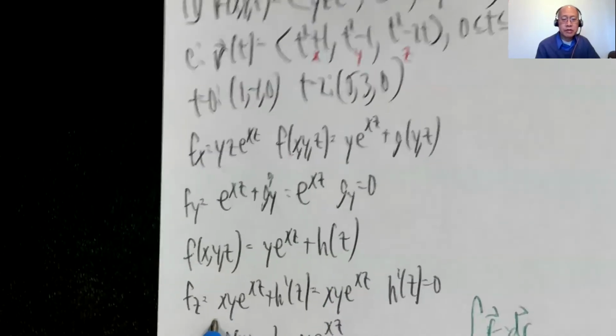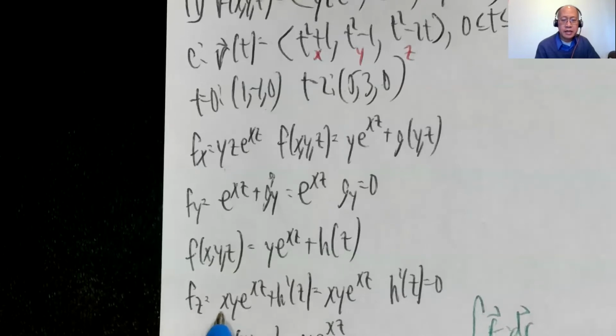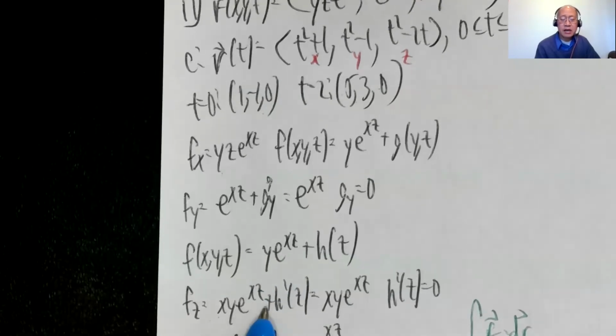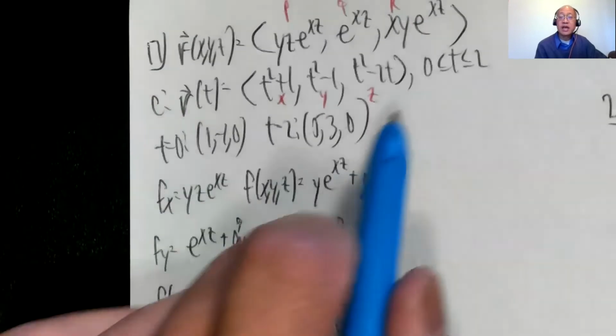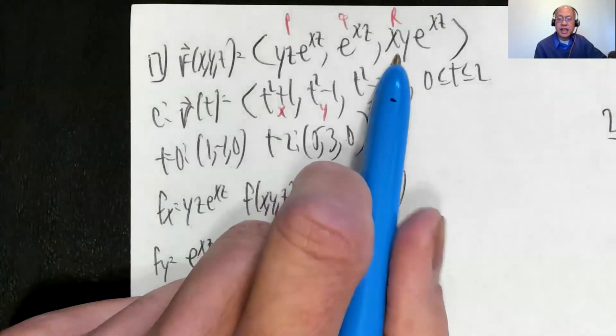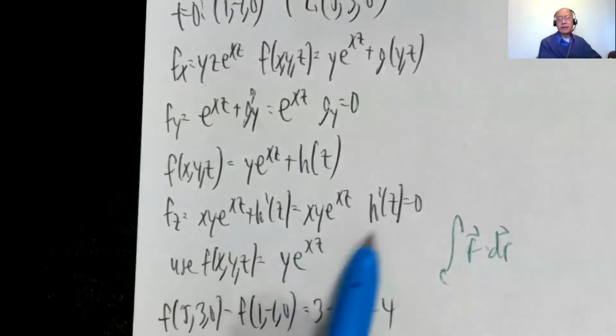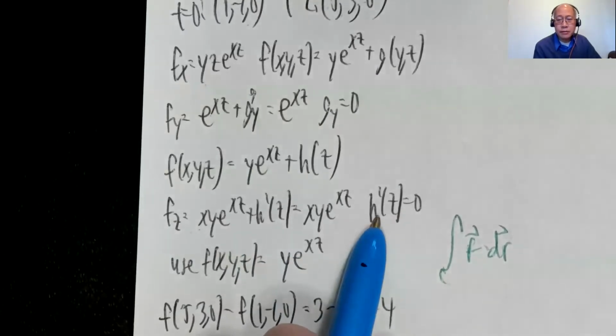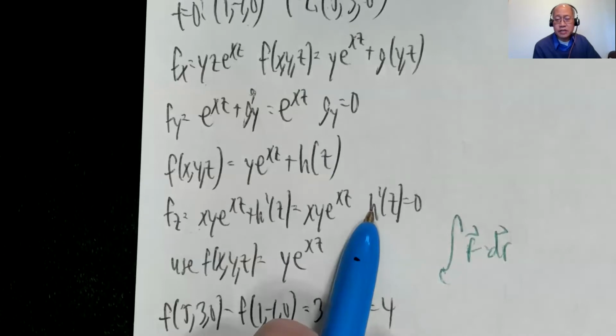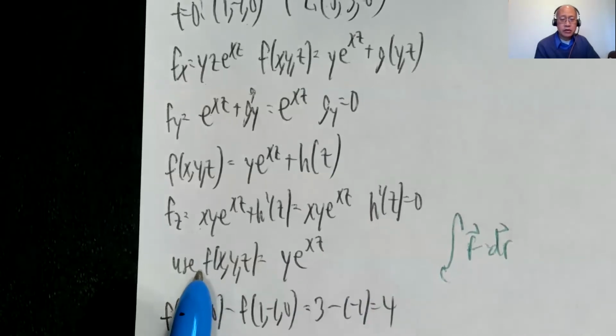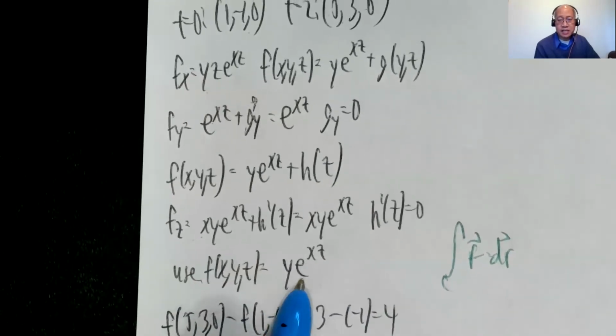Now I differentiate with respect to z. It's the same thing times an x. So xy e to the xz plus h prime of z. And I set it equal to this, xy e to the xz. Well, once again, that means h prime of z is 0, which means h of z is a k. So the best thing to use is y e to the xz.